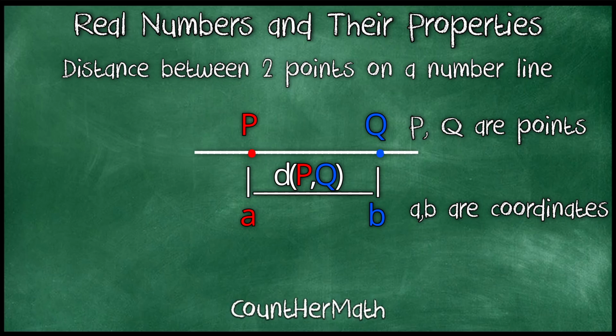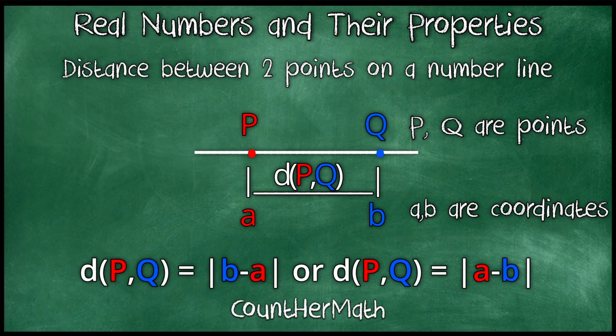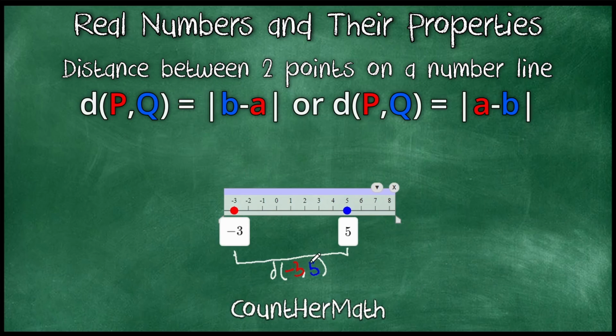On a number line, if I have point P and point Q, and we're going to call these coordinates A and B respectively, in order to find out the distance between P and Q, I would subtract A minus B or B minus A and take the absolute value of the answer.